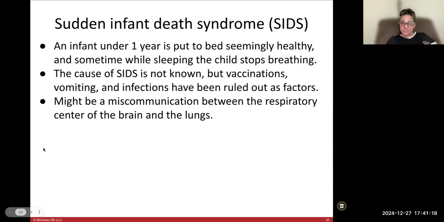Sudden infant death syndrome is what SIDS stands for. It's what happens when an infant under 1 year is put to bed, seemingly healthy, and sometime while sleeping, the child just stops breathing. The cause of SIDS is not known, but vaccinations, vomiting, and infections have been ruled out as factors. None of those things cause SIDS. It might be a miscommunication between the respiratory center of the brain, all those little tissue spots, and the lungs.